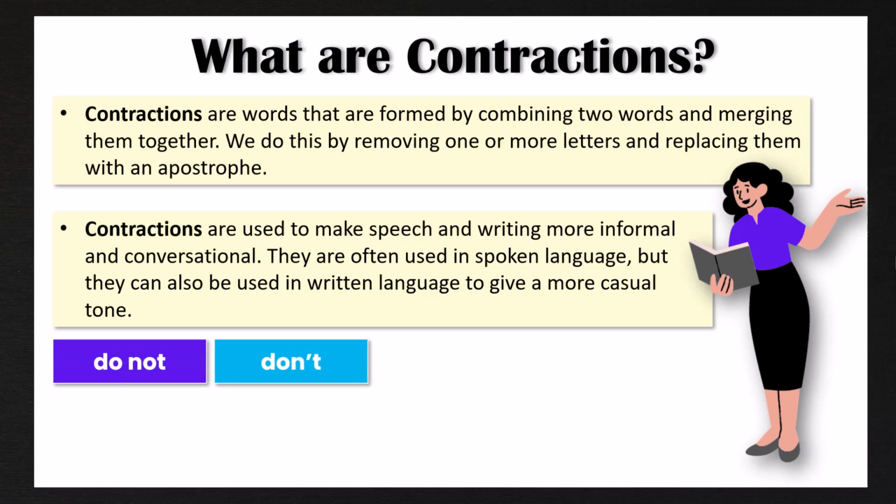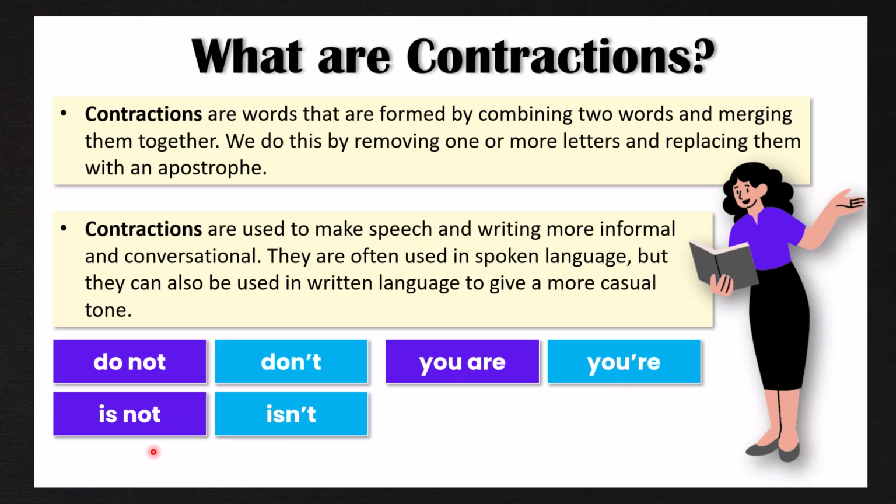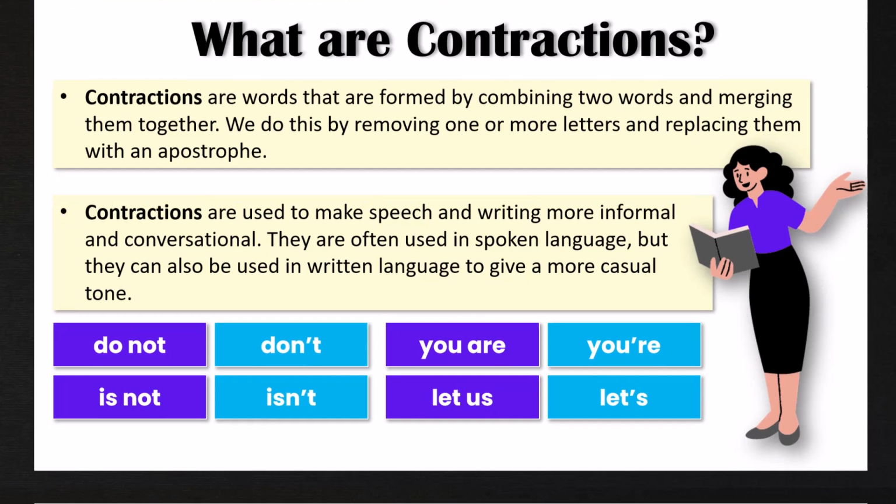So for example, the contraction for do not is don't. The contraction for you are is you're. Is not becomes isn't. Let us becomes let's. These are all very common contractions in English. Let's go into more detail about types of contractions.